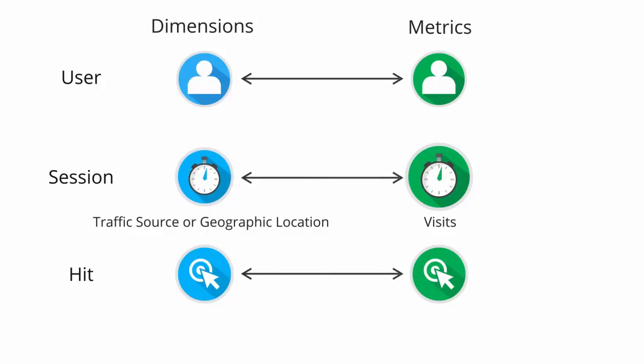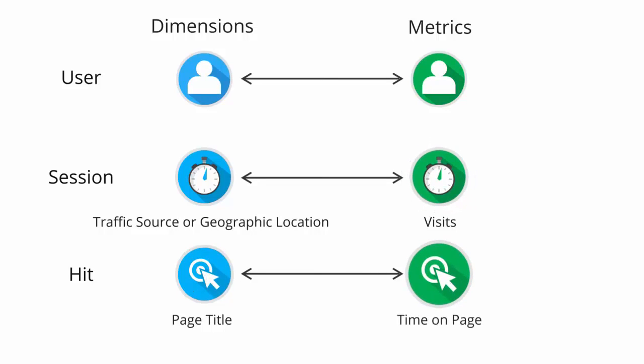It would not be logical to combine the count of visits metric with the hit level dimension, like page title. Here's another example. The metric time on page is a hit level metric. It measures how long users spend on a page of your site. It is not possible to use this metric with a session level dimension, like traffic source or geographic location.